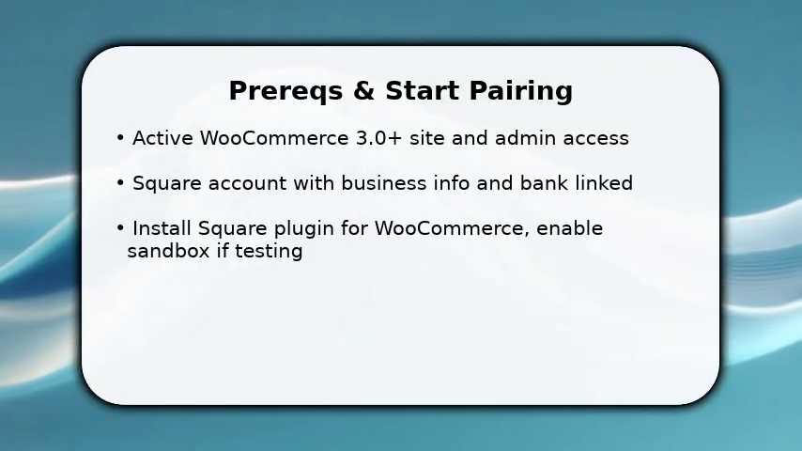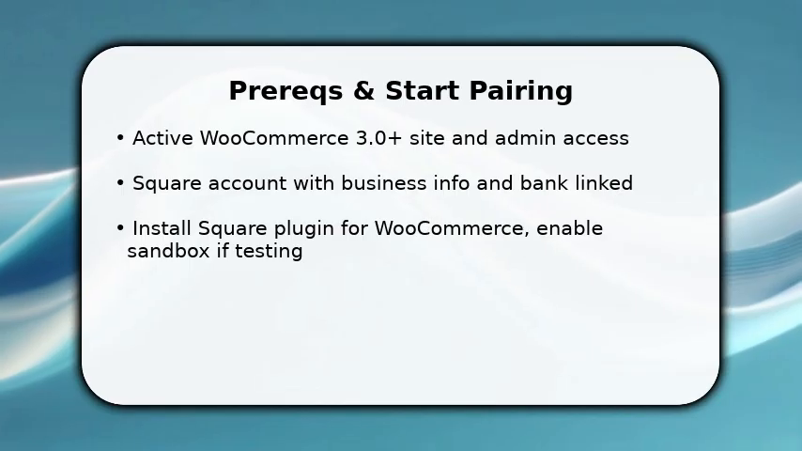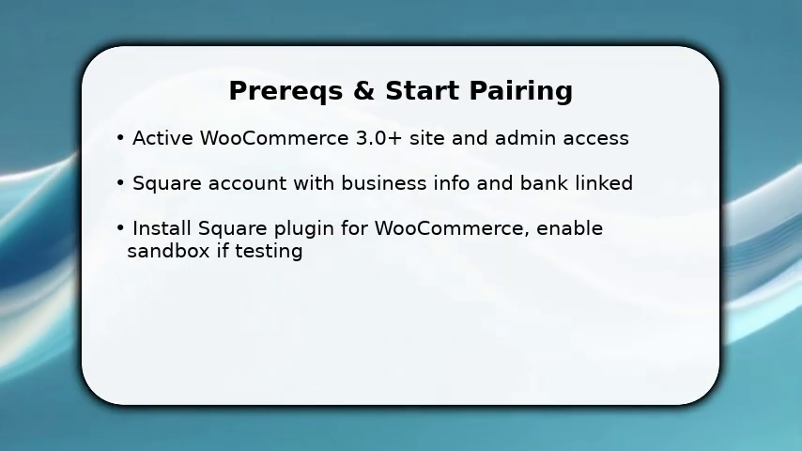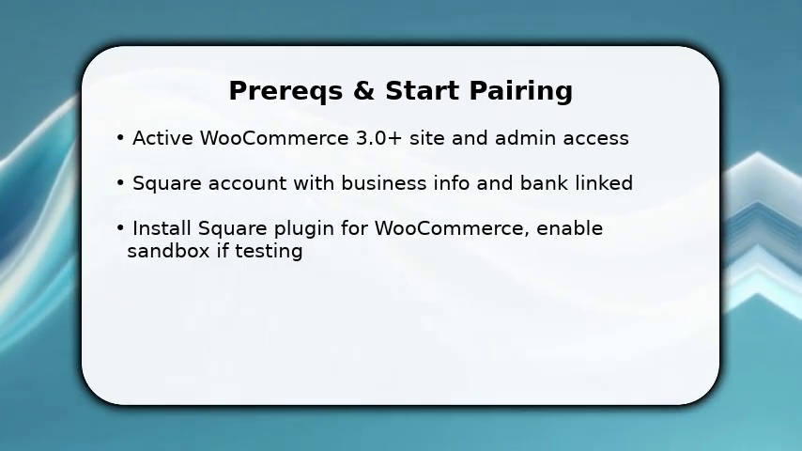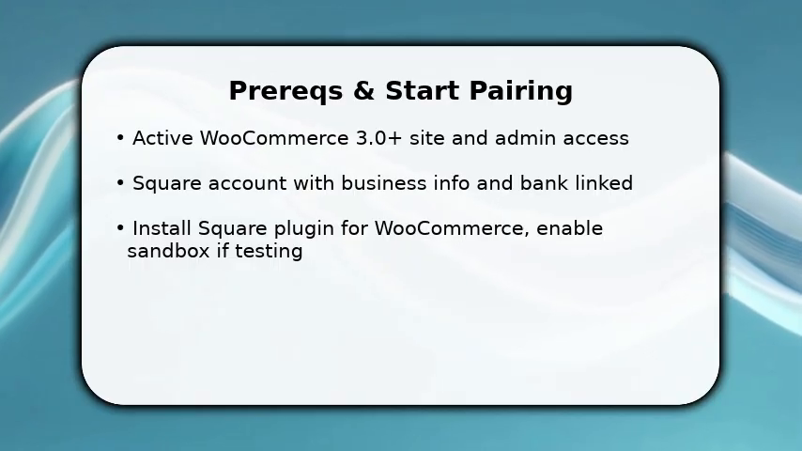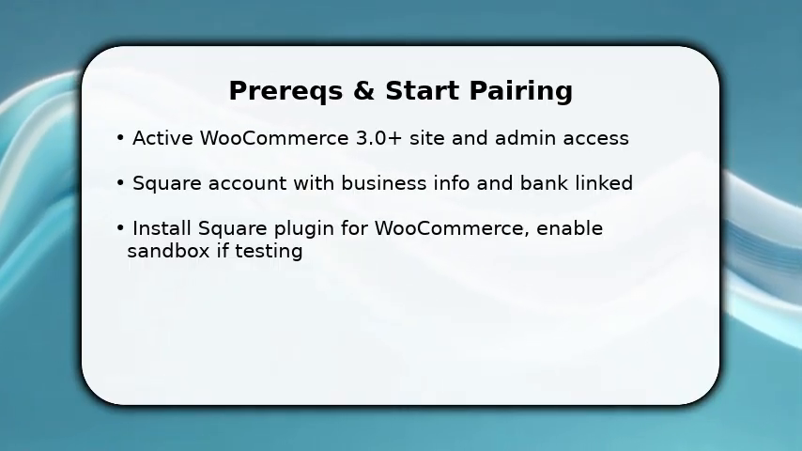You begin by confirming prerequisites. You have admin access to WooCommerce and a verified Square account with banking set. Once confirmed, install and activate the official Square plugin in WordPress. Make sure the plugin version matches WooCommerce requirements.